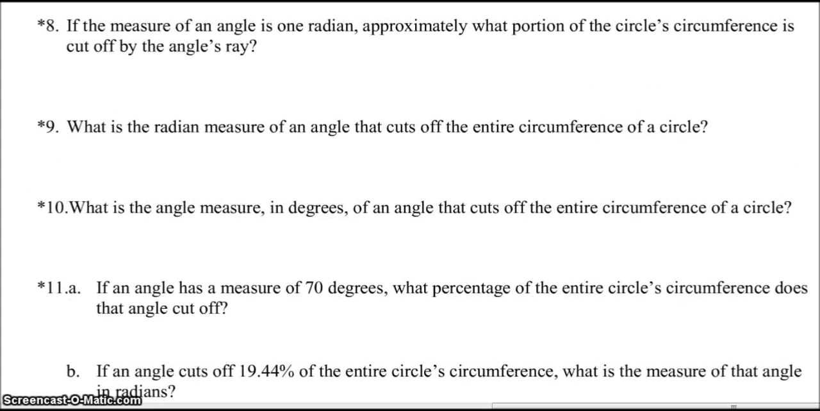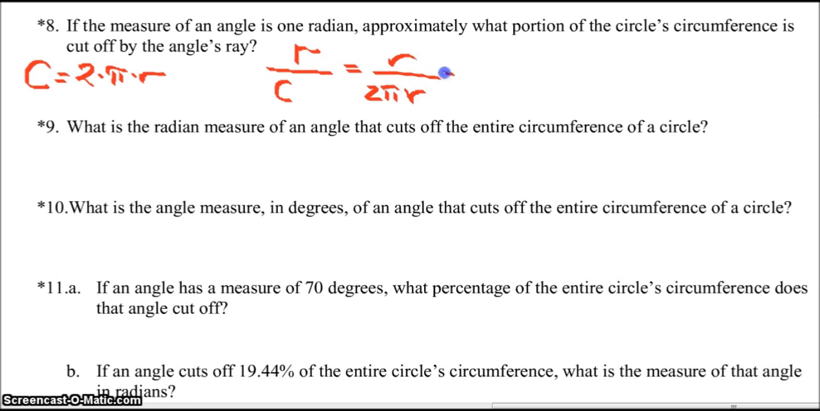If the measure of an angle is 1 radian, approximately what portion of the circle's circumference is cut off by the angle's ray? So remember, the circumference is 2 times pi times the radius length. So 1 radian would be, if we took the distance r around the circumference length, and what portion is that of the entire circumference? Well, the entire circumference is 2 pi r, so it's 1 out of 2 pi.